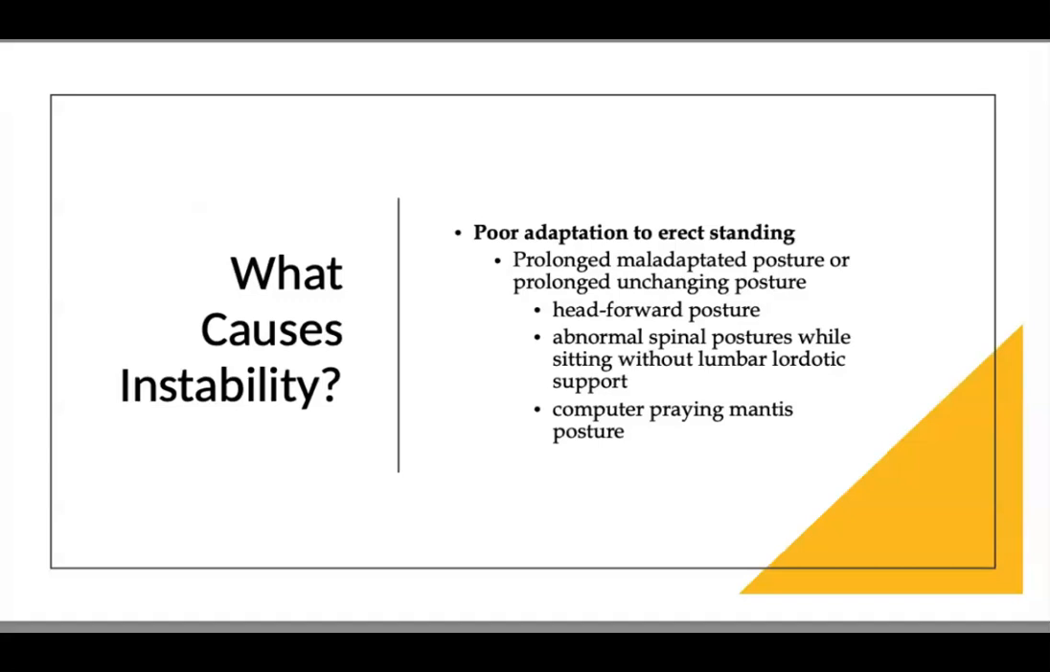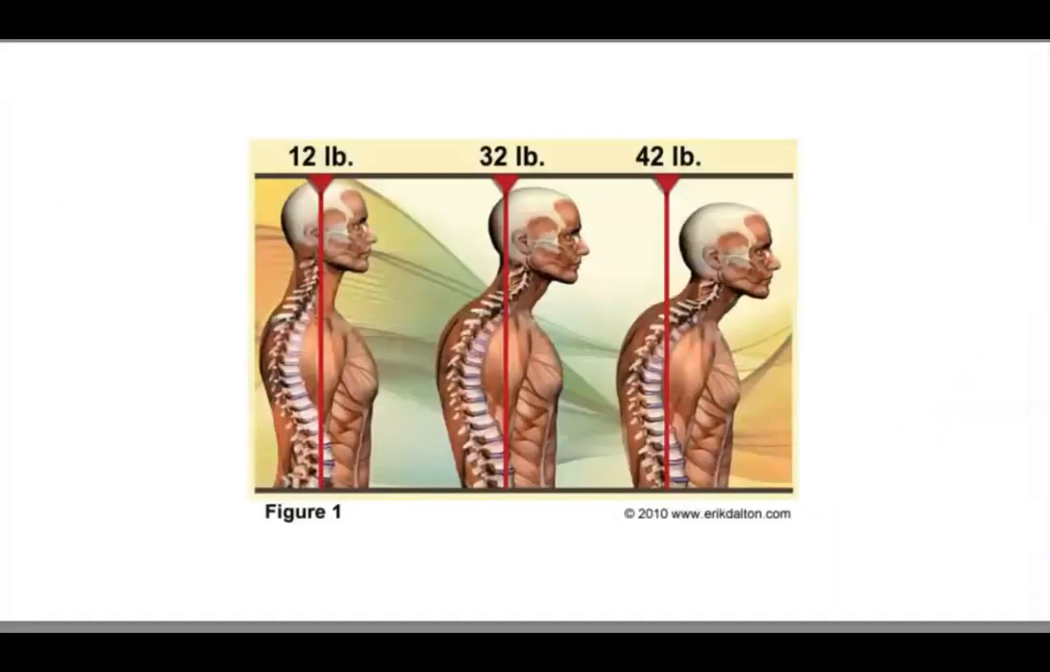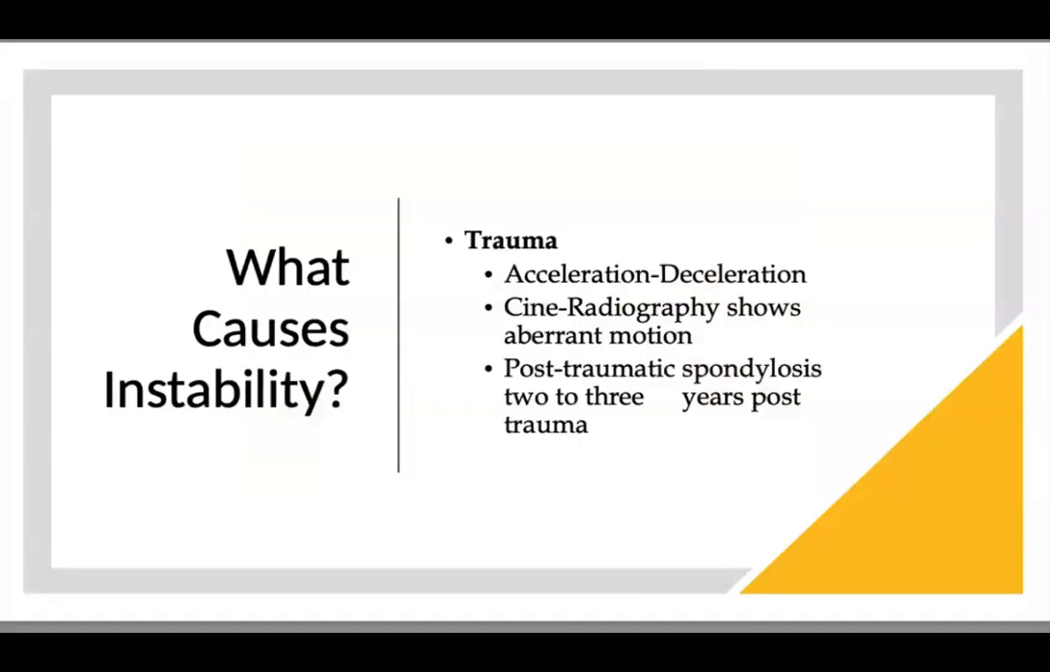Elements of instability, we already made note of this. We can have poor adaptation or compensation in our standing postures. We think about our head forward posture, compensating by getting rid of our lumbar lordotic curve when we're standing. Dr. Morgenthau probably put this on here for me, computer praying mantis posture, leaning forward like this. So all those things progressively over time can lead to joint dysfunction. We're skimming through that because we went over that in mechanics.